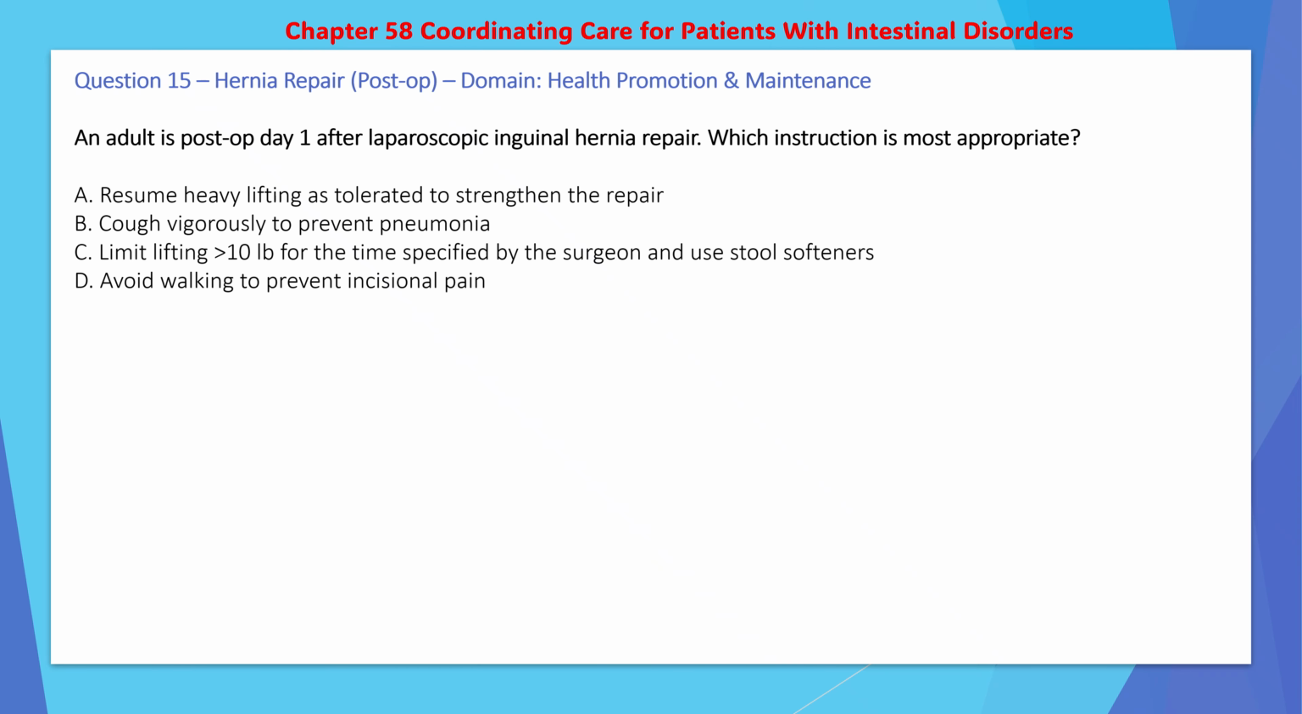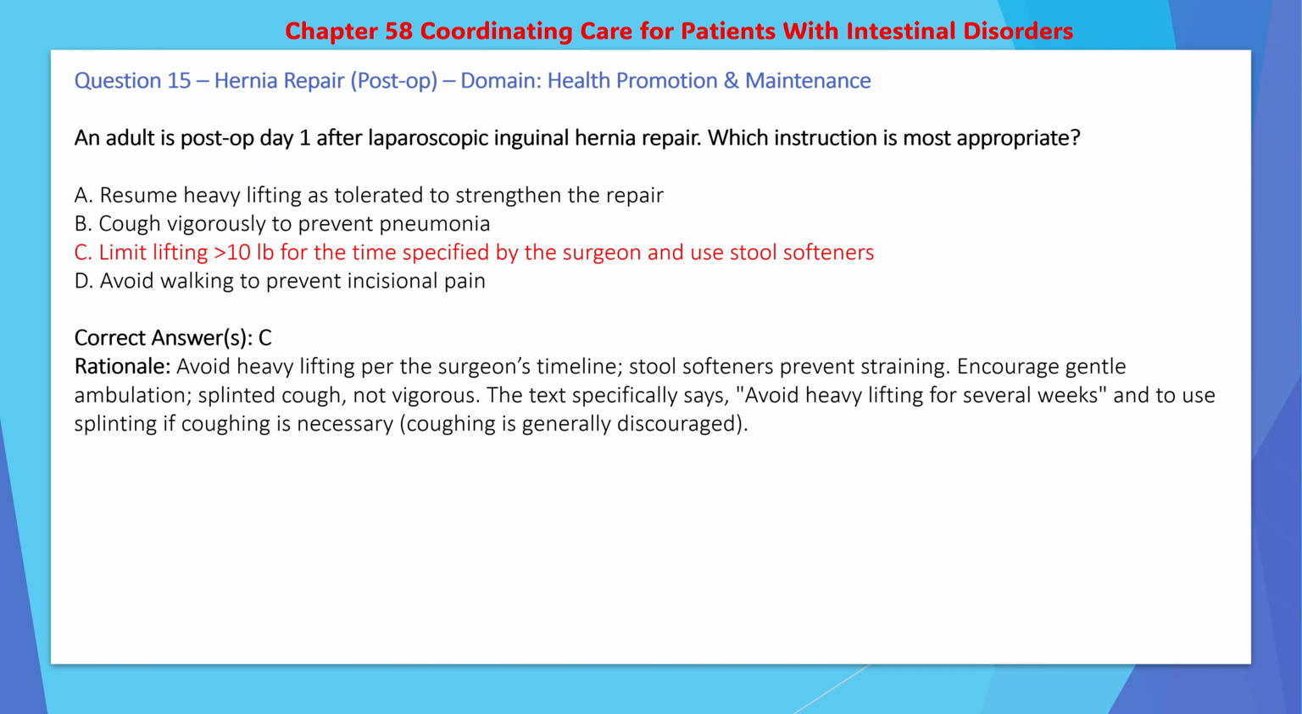recommended. Cough vigorously to prevent pneumonia. Limit lifting to less than 10 pounds for the time specified by the surgeon, and use stool softeners. Avoid walking to prevent incisional pain. So lifting less than 10 pounds for the time specified by the surgeon, and use stool softeners. So avoid heavy lifting per the surgeon's timeline. Stool softeners prevent straining.